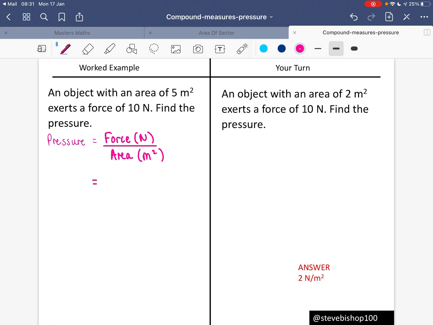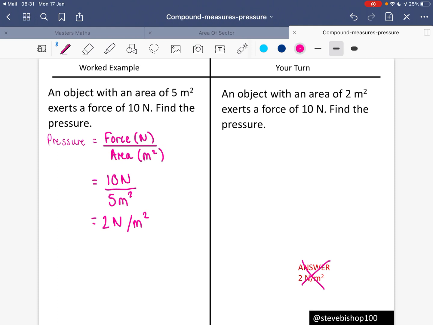In this question, nice and easy, we are going to do 10 newtons divided by 5 meters squared. Sorry, I'm just looking at the answer for the next one. That's wrong, it'd be 10 divided by 2. So the formula is force divided by area. The force we've been given is 10 newtons, the area we've been given is 5 meters squared, so the pressure is equal to 2 newtons per meter squared. And that's it.